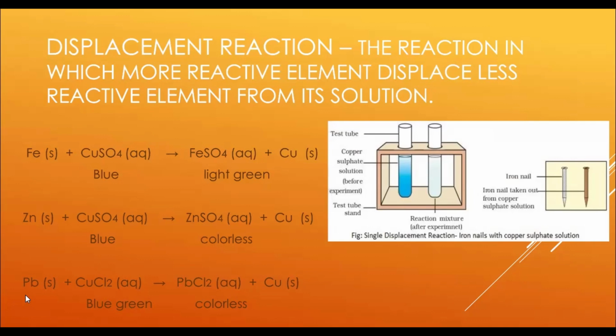The next example is the reaction of lead with copper chloride. Lead is more reactive than copper, and therefore lead displaces copper from its solution, and as a result lead chloride solution is formed and copper gets displaced.